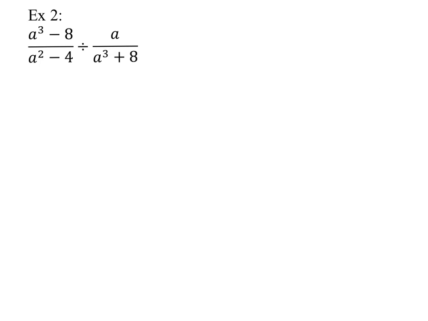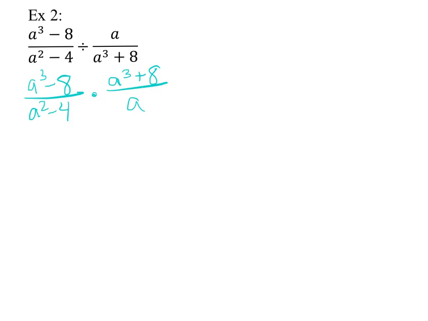Alright, so let's go ahead and look at an example for dividing two rational expressions. So again, the first step is we're going to rewrite the problem, so a cubed minus 8 over a squared minus 4. Now we're going to change this to a multiplication. If we change it, we're going to flip these two. So a cubed plus 8 is going to go on top, and the a is going on the bottom.